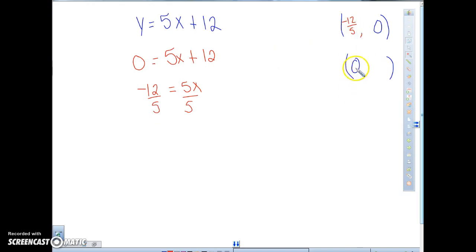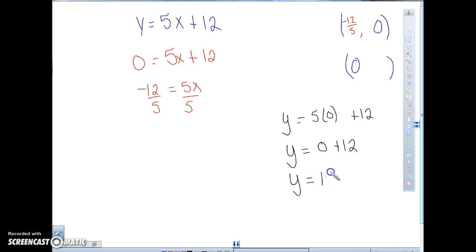On the next one, plug in 0 for x. Change colors. Y equals 5 times 0 plus 12. So y equals 0 plus 12, which ends up being y equals 12. Now I threw this extra stuff in right here. Most of you probably will not write that, and I'm okay with that, as long as you know that 5 times 0 is 0. So this concludes part 2.